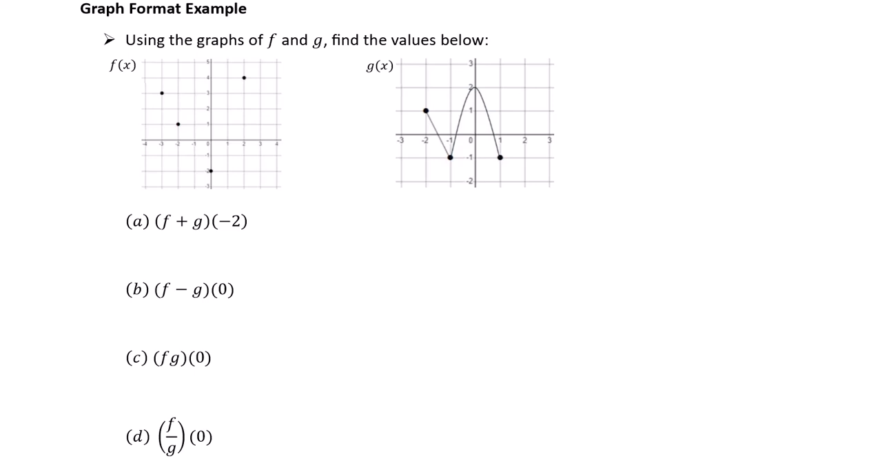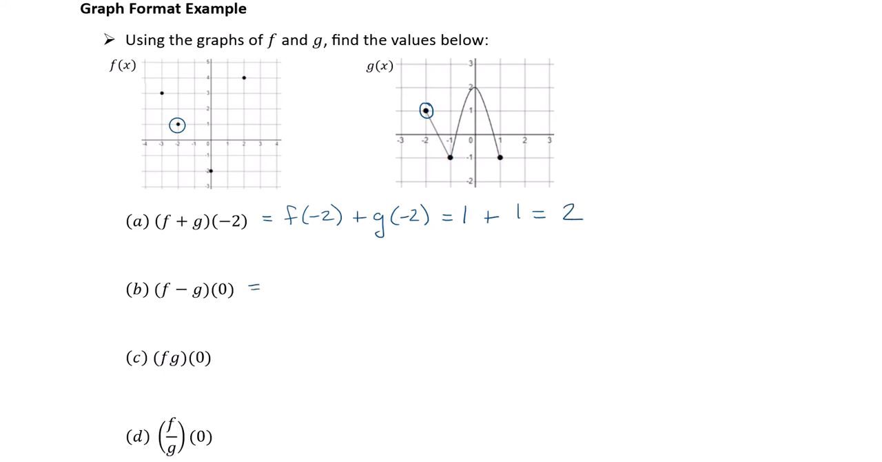We can do similar operations using graphs. Here we have graphs of f of x and g of x. Again, f plus g of negative 2 is defined as f of negative 2 plus g of negative 2. F of negative 2, we can read off, is 1, plus g of negative 2 is also 1. 1 plus 1 is 2.